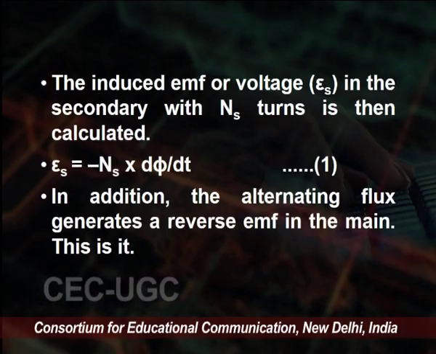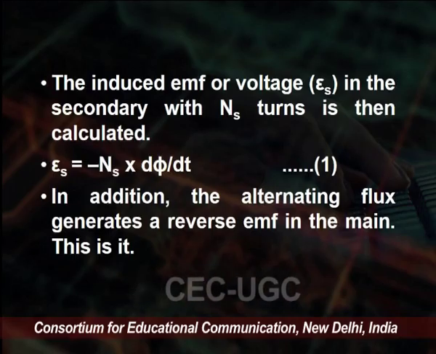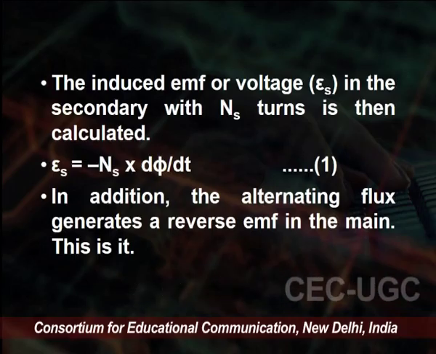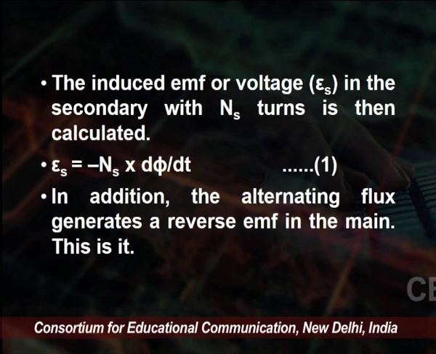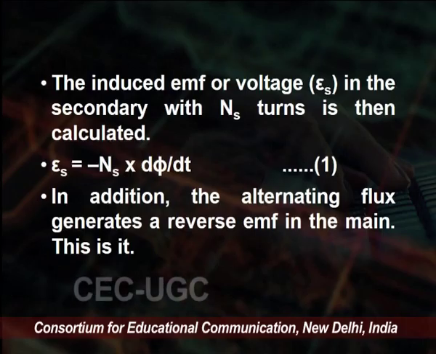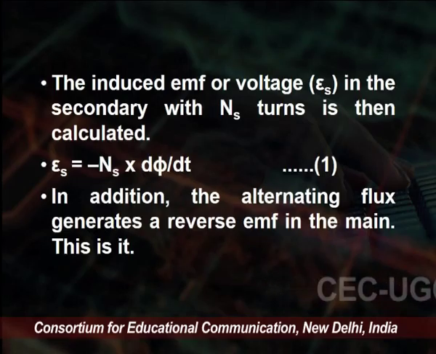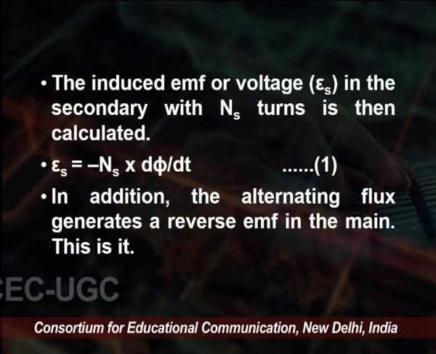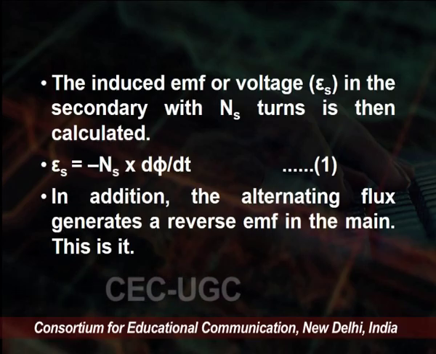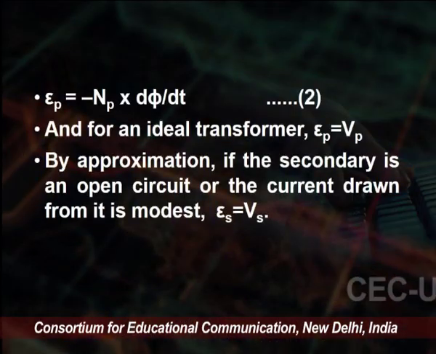So the induced EMF or the voltage in the secondary with Ns turns is calculated by this equation: Es is equal to minus Ns into d phi by dt. Already we have discussed this. In addition, the alternating flux generates a reverse EMF in the primary. This is Ep is equal to minus Np into d phi by dt.